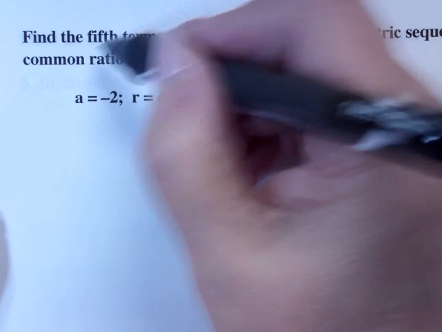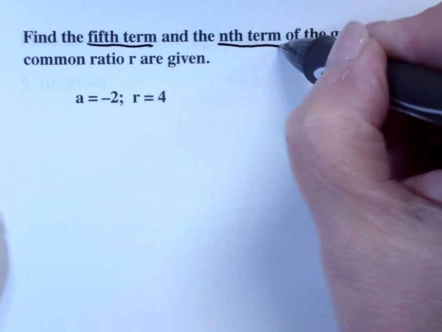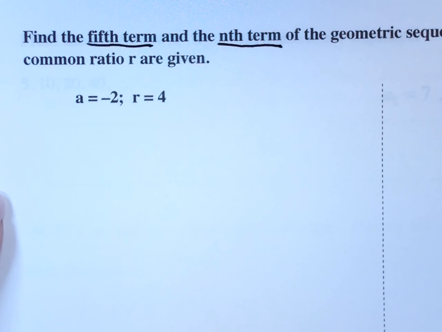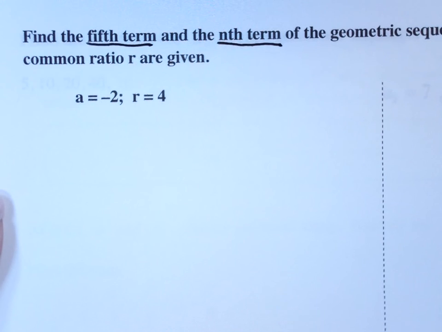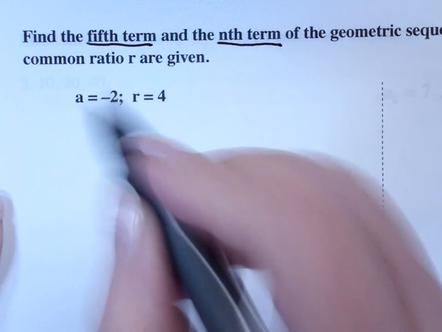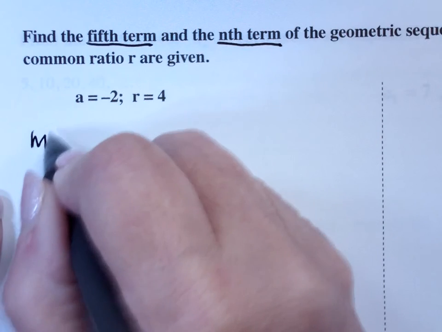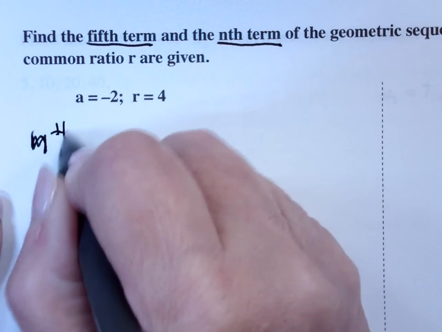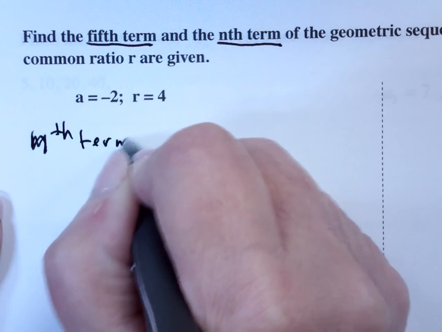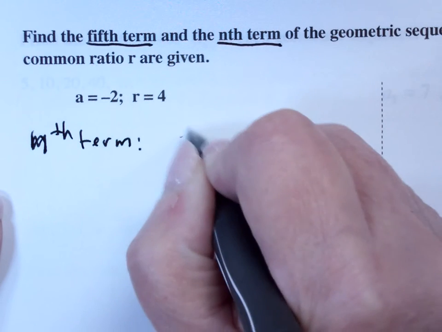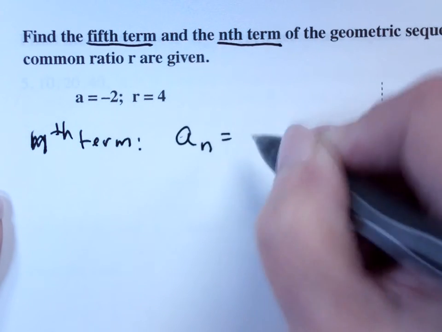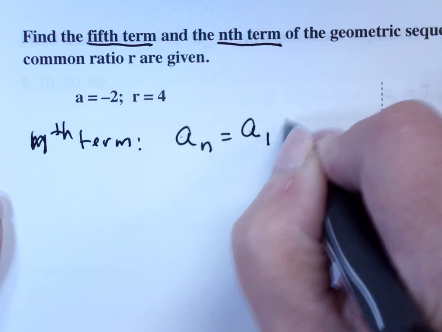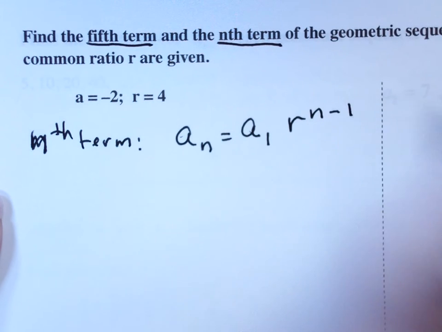It says find the fifth term and the nth term of the geometric sequence whose initial term, a, or I call it a sub 1, and common ratio are given. Now remember, the nth term is the general formula. A sub n is equal to a sub 1 times r to the n minus 1.